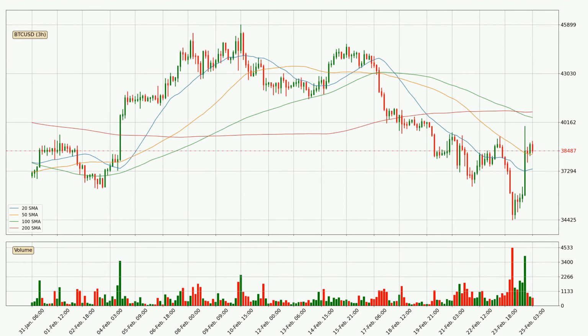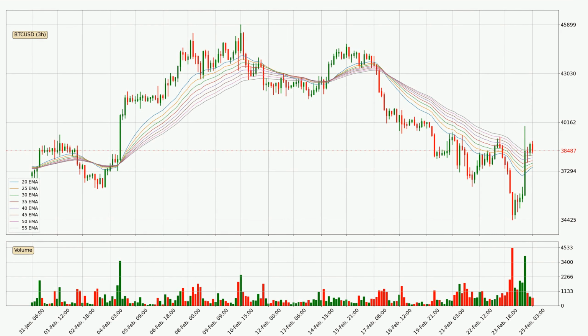Jumping to the 3-hourly simple moving averages, the current price is between the 50 and the 100 SMA. If the price bounces off the 50 SMA, which is currently at 38,262, it could be seen as a support, and the 100 SMA that is at 40,444 could be seen as a resistance to the upside. Breaking either way signals a possible further move to the corresponding direction.